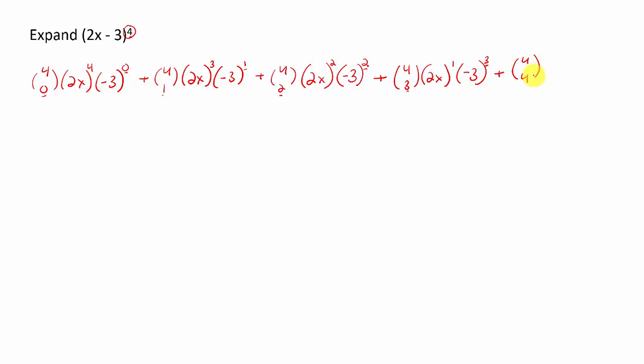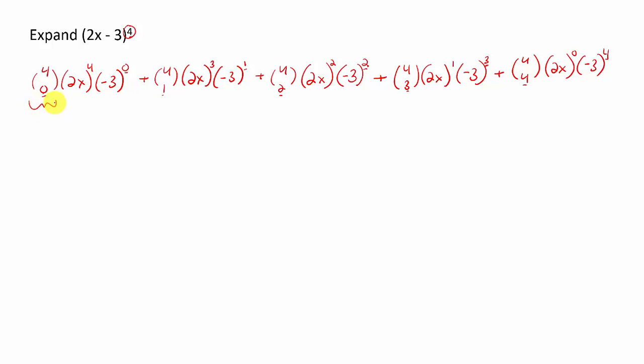4 choose 4 would be my next one. And then 2x to the power of 0, because we're decreasing, and negative 3 to the power of 4. Again, this one and this one match. So here for my coefficients, they all had 4s at the top, but 0, 1, 2, 3, 4 to represent the positions in my row. Okay, and now we just need to do math.